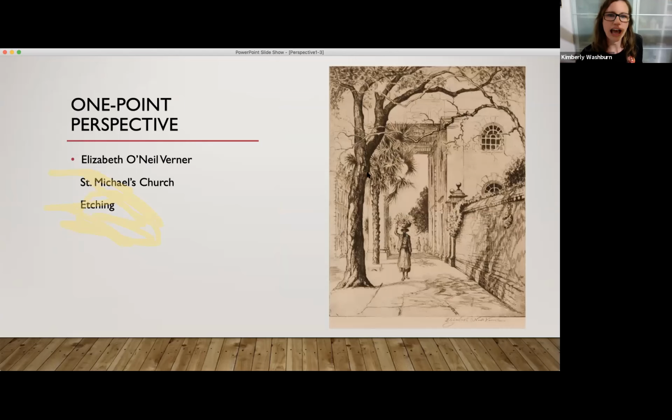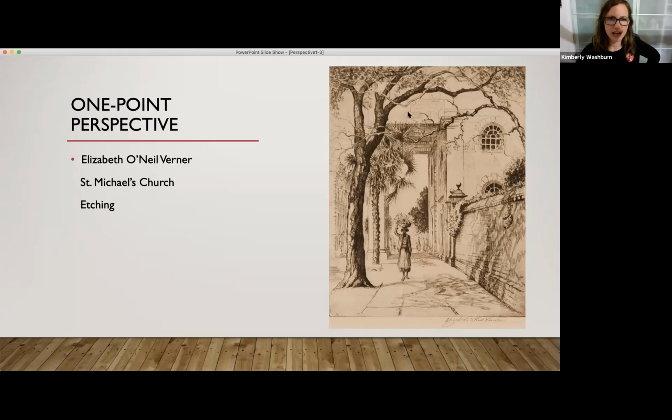Take a look at this artwork by an artist named Elizabeth O'Neill Verner. Elizabeth O'Neill Verner was also an artist who created etchings in the early 1900s. The name of this artwork is St. Michael's Church. That's what this building right here in the background is. But I want you to see if you can figure out where the horizon line might be. Remember, the horizon line is where the land meets the sky.